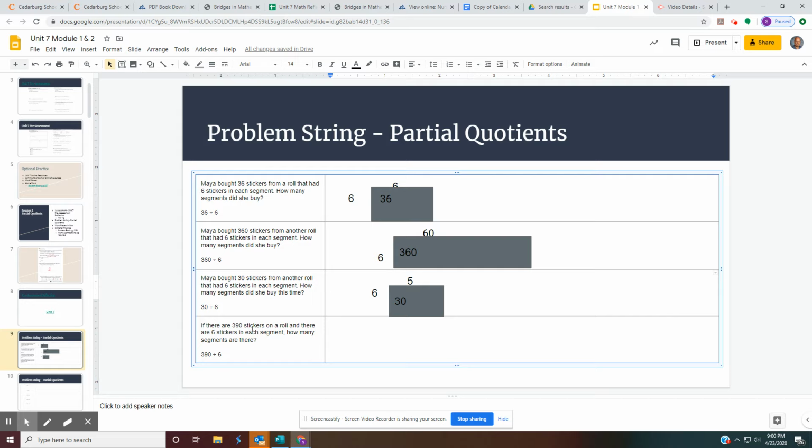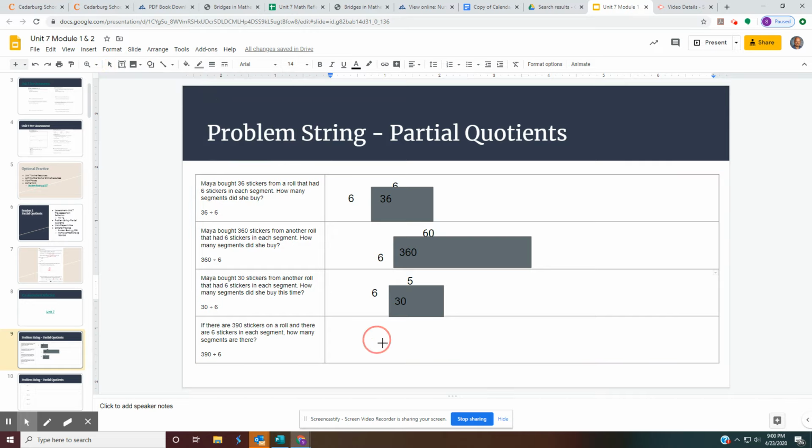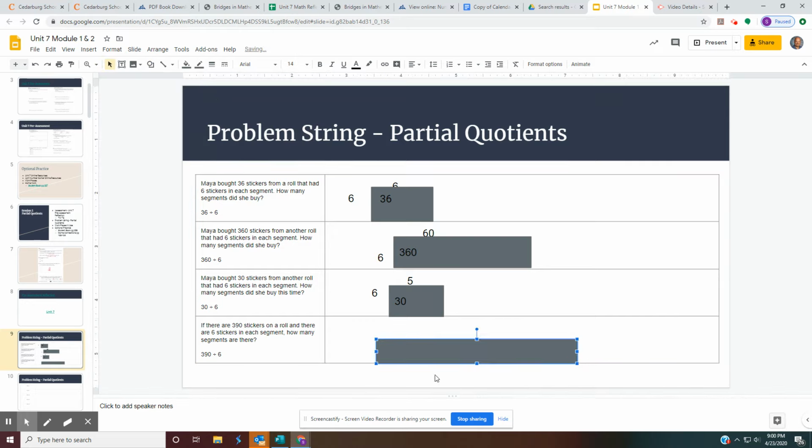All right, now how about 390? So let's go 390. So we have our group of stickers. It's 390. But what I do know is I know it's 360. I know it's 360 right to here. So then how much is over in that last half? So that's 30 in this last half.